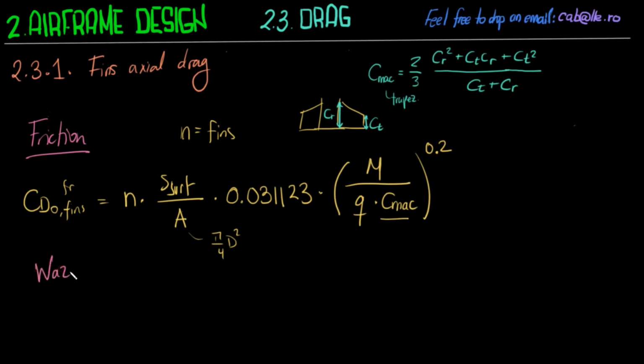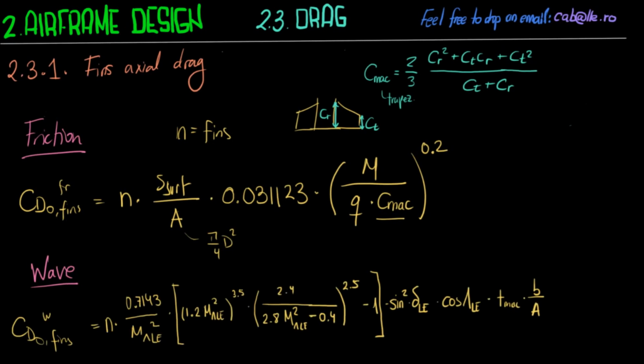So for the wave drag, we have the following expression. Alright, I paused the video. I didn't want you to sit there while I was writing it down. So a little bit longer expression. Again, I did some corrections here, if I recall correctly. So n is the number of fins. Then we have a few new variables we haven't talked about.